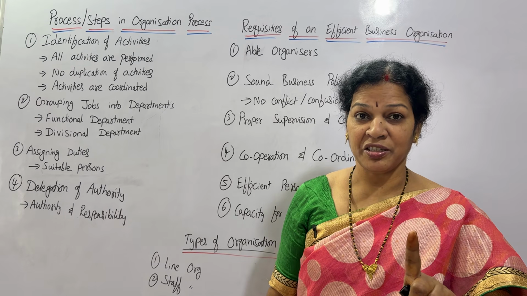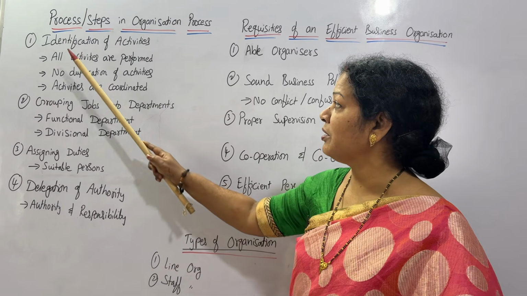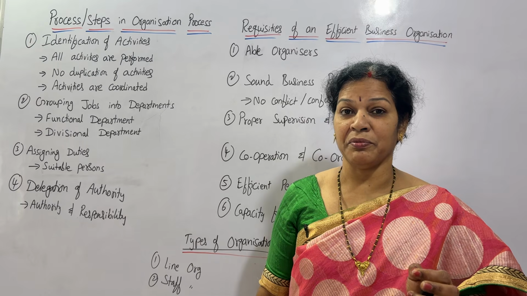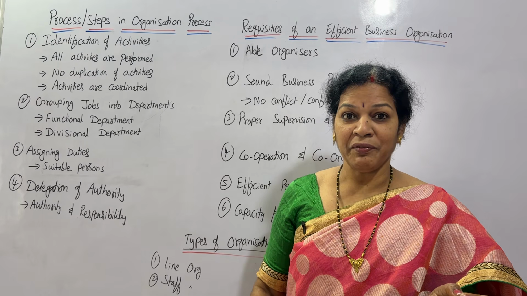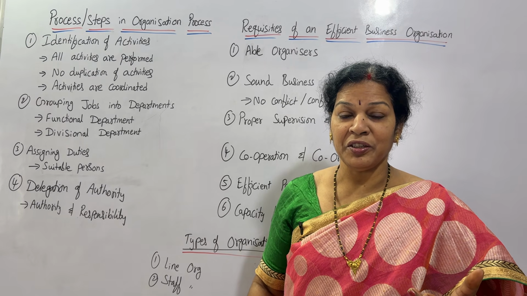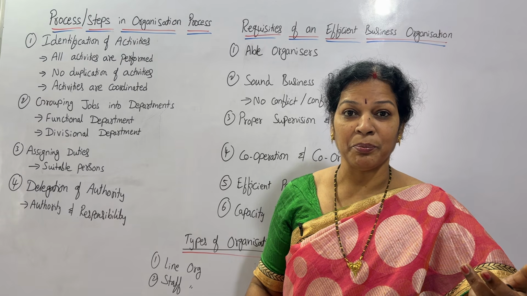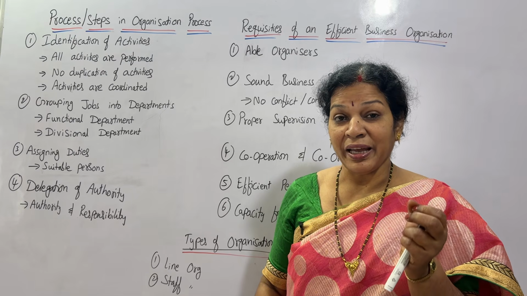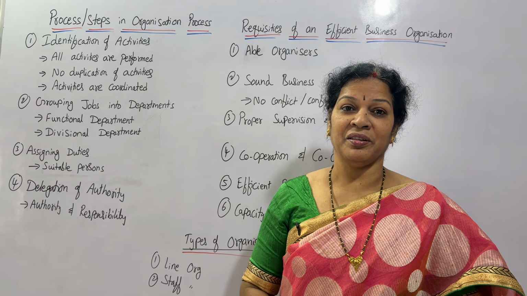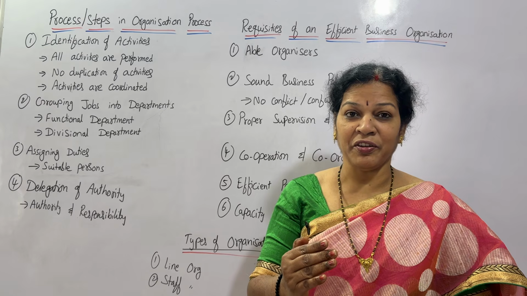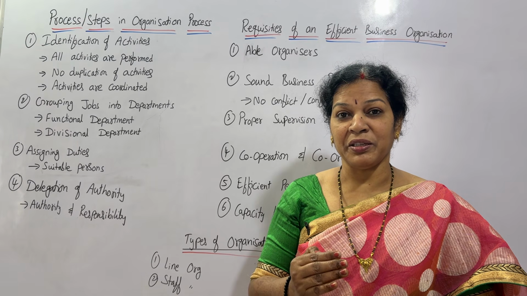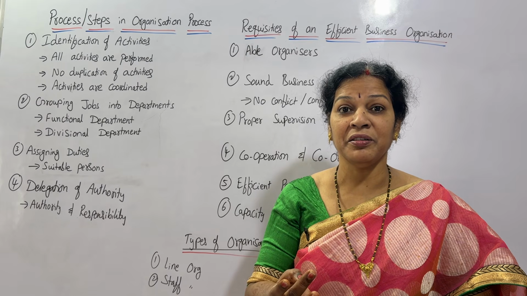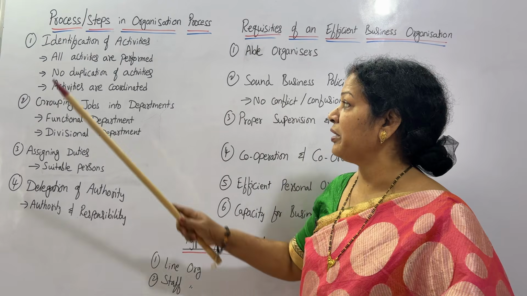Step number 1, or process number 1, is identification of activities. Organization has lots of activities. Each and every activity together, if we do it efficiently, then only we'll be able to complete the work. That is why you have to identify the activities first. What kind of activities are there? They are related to the organization, to the persons, to the departments. So all these activities you have to identify.